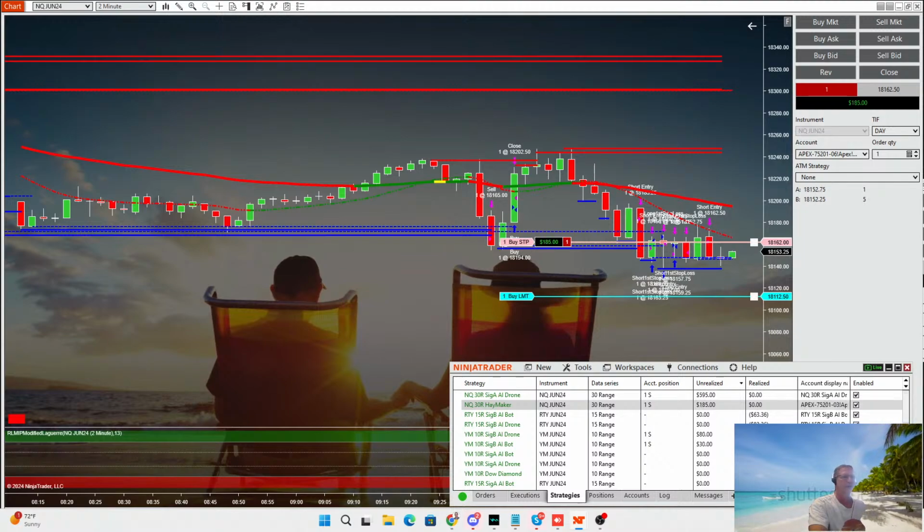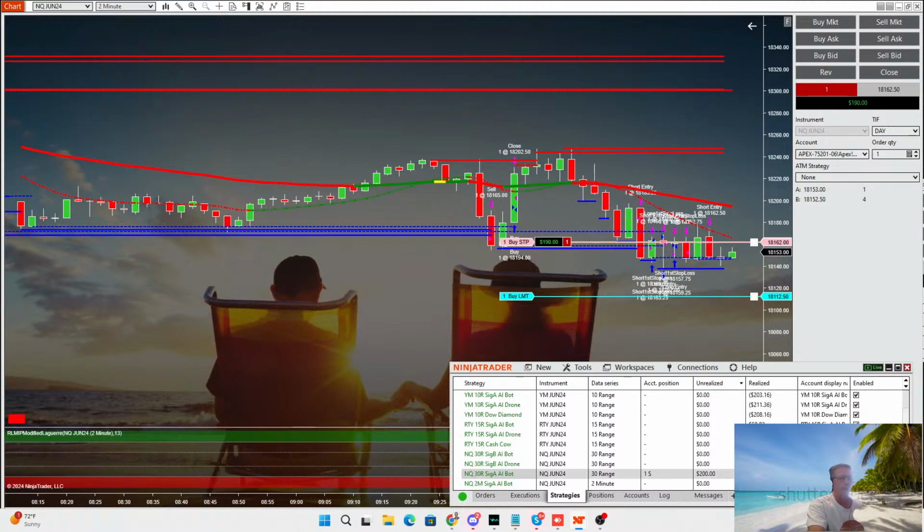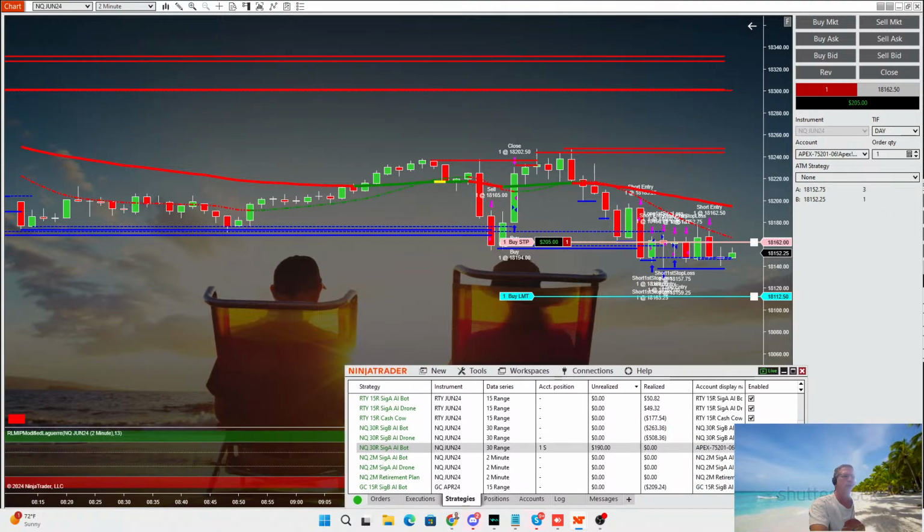This trade that we're looking at is running on the NQ30 Haymaker, I believe. I actually have two Apex accounts. No, the one that you actually see now is my other Apex account. They're both on 6. Is this one here.